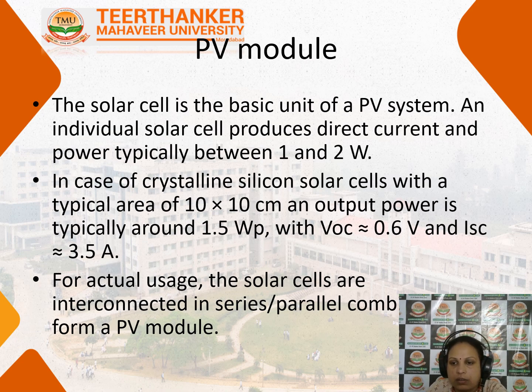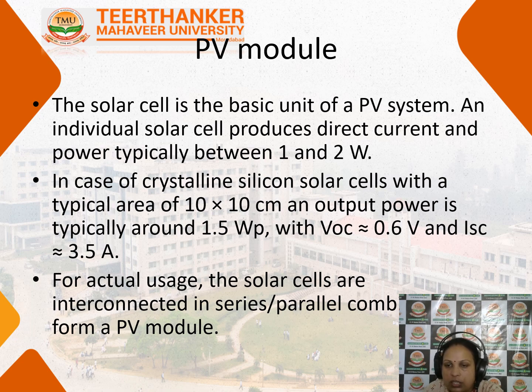Now when we consider one solar module, it contains solar cells. The solar cell is the basic unit of the photovoltaic system, and one solar cell can produce power between 1 to 2 watts. In the case of a single crystalline silicon solar cell, it covers an area of 10 by 10 centimeters, and the output power given is 1.5 watts.